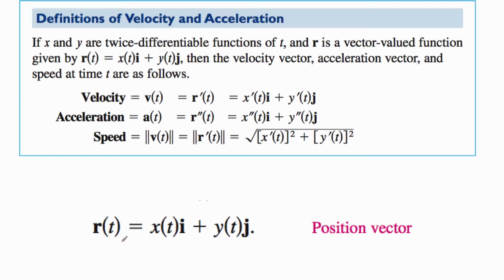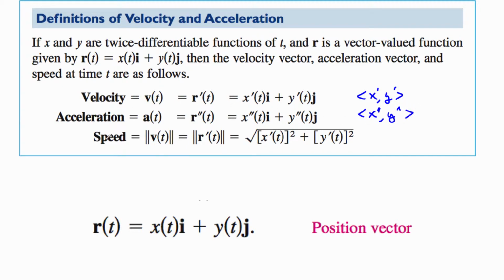You know that velocity is a derivative of position. So we call this x prime in the i direction plus y prime in the j direction. You can also write this as x prime, y prime, so you can put it in component notation. And acceleration is a derivative of velocity, or the second derivative of position. So we can write this as x double prime, y double prime.